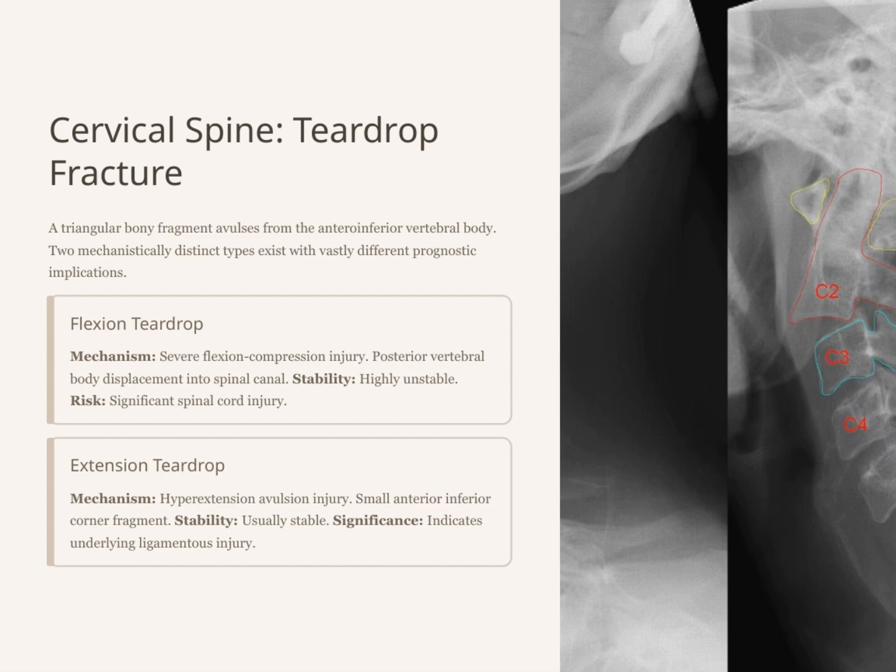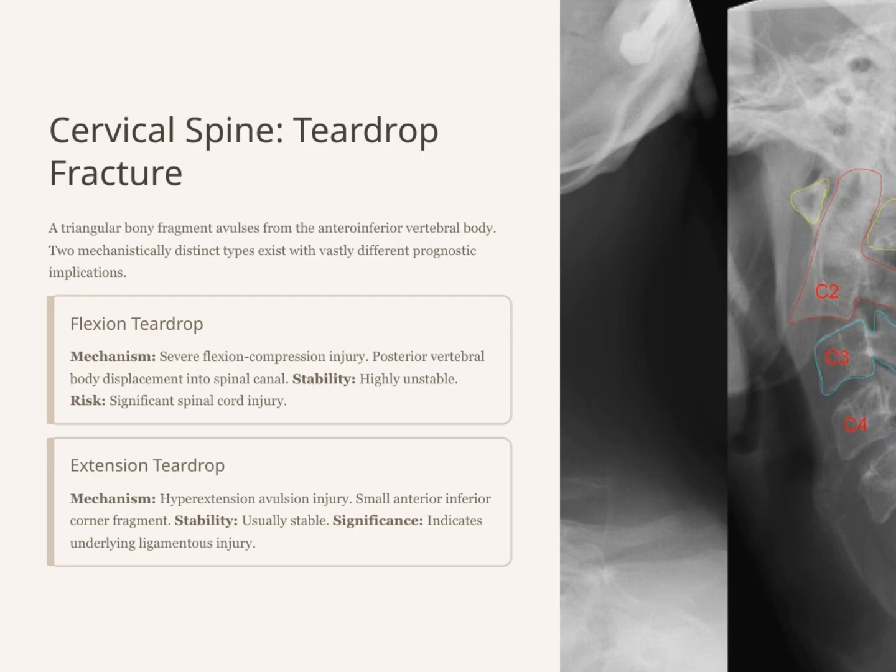This occurs due to a severe flexion compression injury, which causes the posterior part of the vertebral body to shift into the spinal canal. This type is considered highly unstable and carries a significant risk of spinal cord injury, so it's a serious concern. On the other hand, there's the extension teardrop fracture.